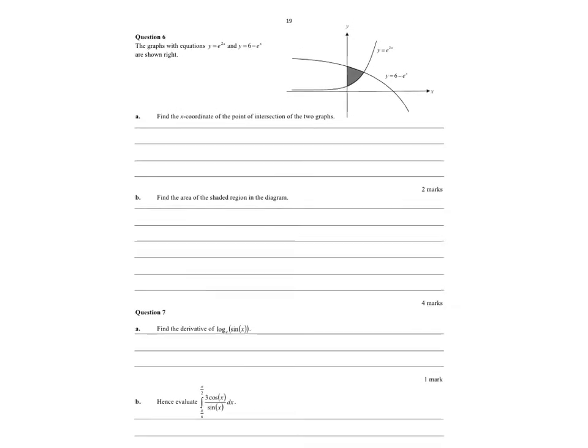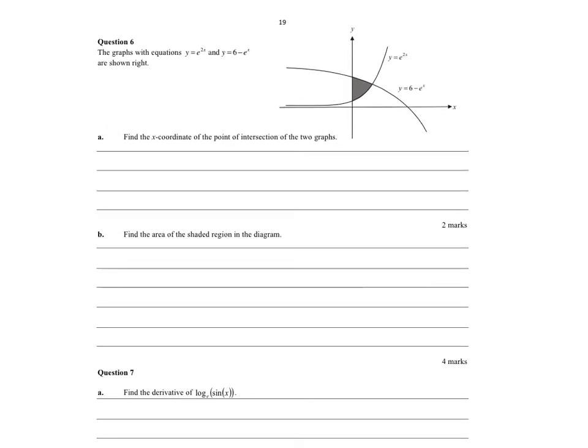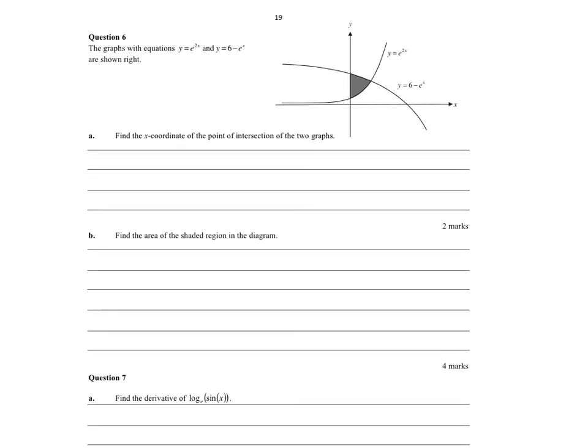The graphs with the equations are given here. Right. Find the x-coordinates of the points of intersection of the two graphs. Righto. So what do we need? We need e to the 2x equals 6 minus e to the x. So I get e to the 2x plus e to the x minus 6 is equal to 0.